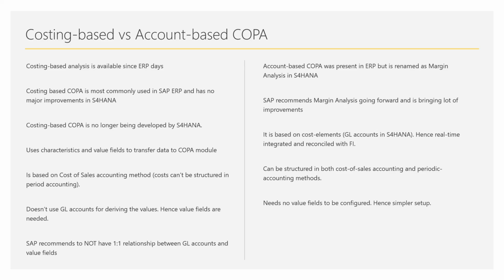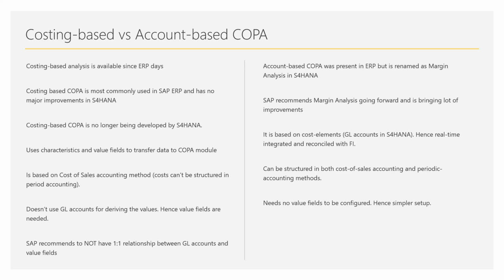But why is it investing in account based COPA? Because, as the name says, account based COPA is directly linked with the GL account or cost element. And you already know that in S4 HANA, cost elements and GL accounts are the same. We define cost elements in FS00 only, unlike in ECC where we used to have K01, define a cost element and then link it with the GL account. It is not the case in S4 HANA.